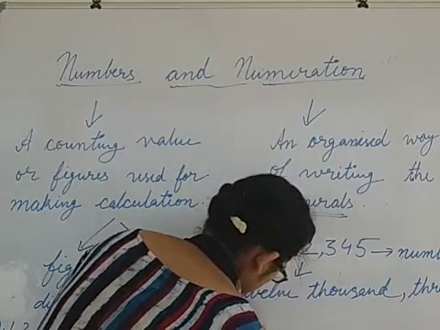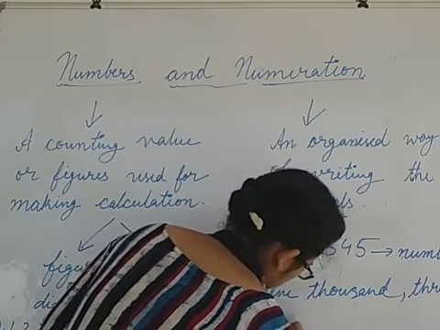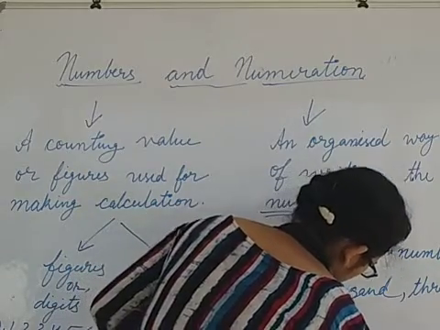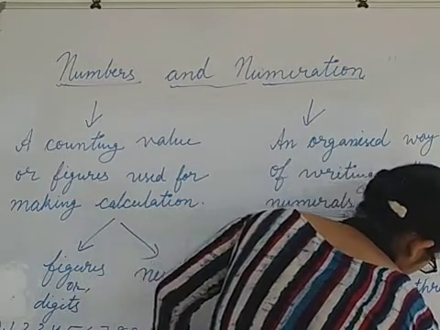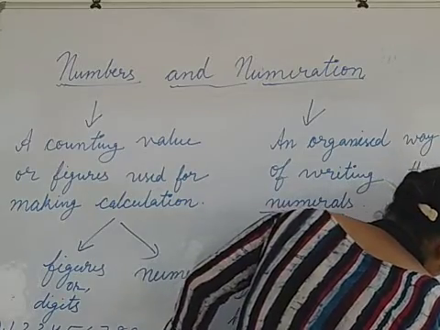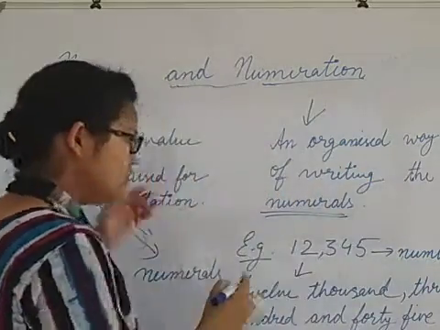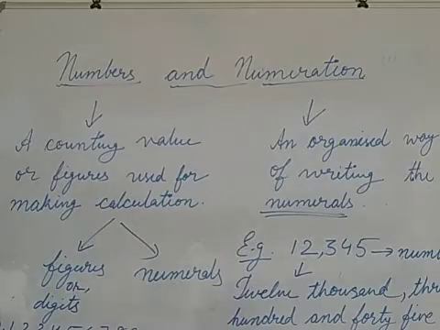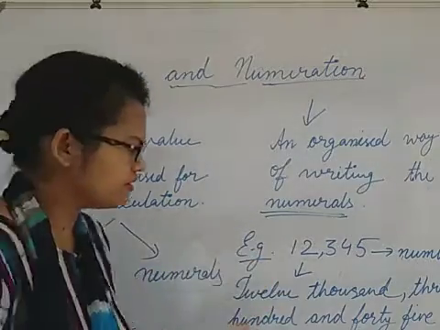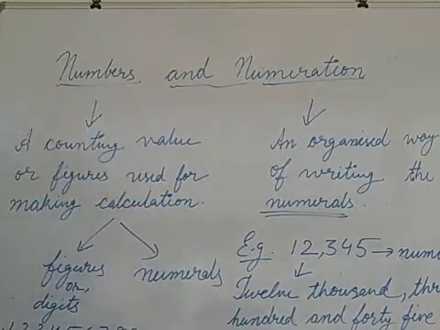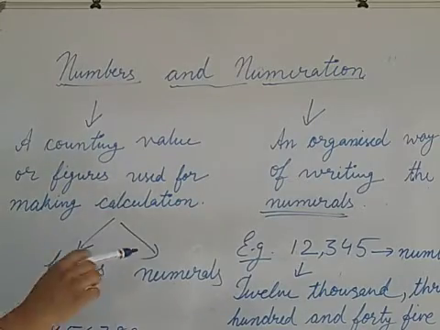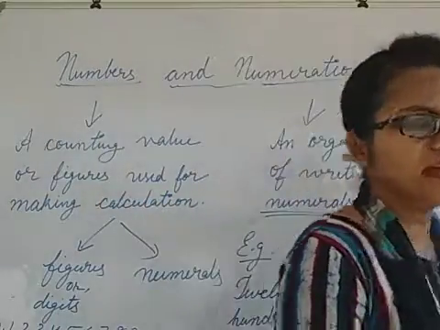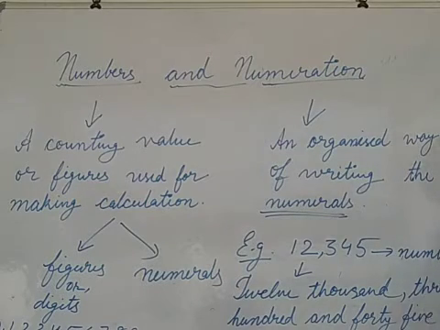300 and 45. So this is numeration. We have written this number in the Indian system of numerations. We can represent the number in two systems of numeration: first is the Indian system of numeration and second is the international system of numeration.